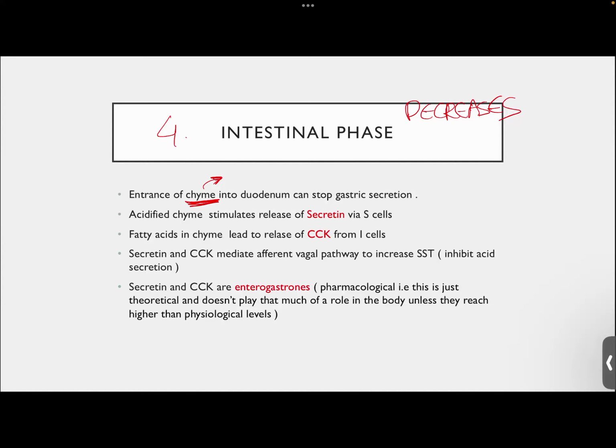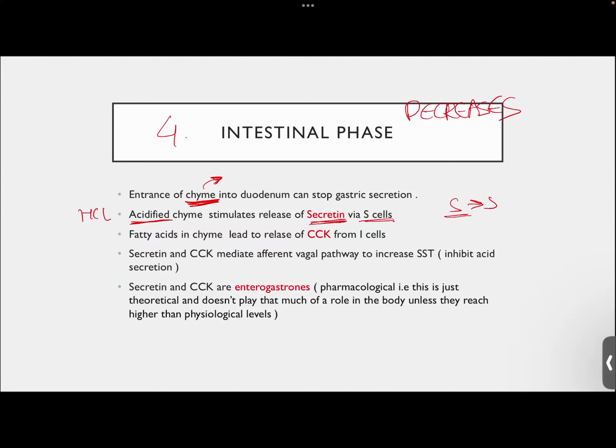When this enters the duodenum, it can stop gastric secretion. And it does this through three pathways. Actually, there's only two mentioned here, so we'll only mention two. So the first thing is the chyme is obviously acidified. And the reason it's acidified is because obviously it was mixed with HCl, right? And when you have this acidified chyme, you have these cells called S cells. S for S. S cells release secretin. Remember it this way, S for S.